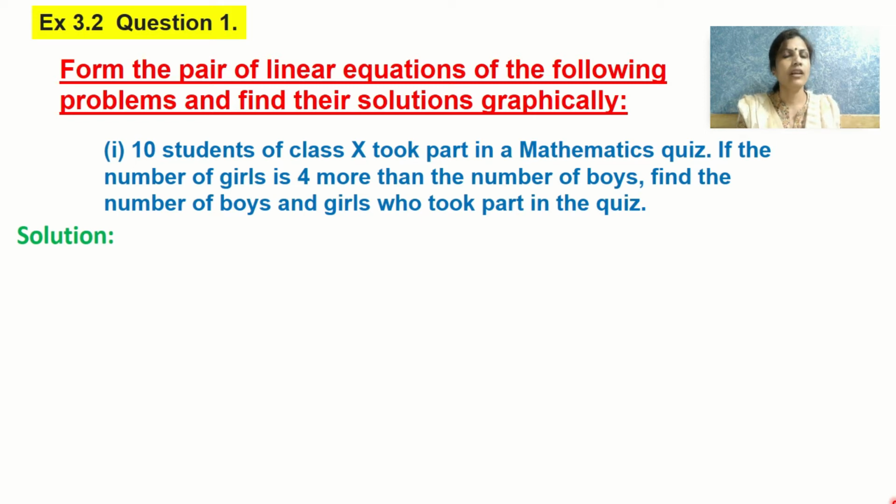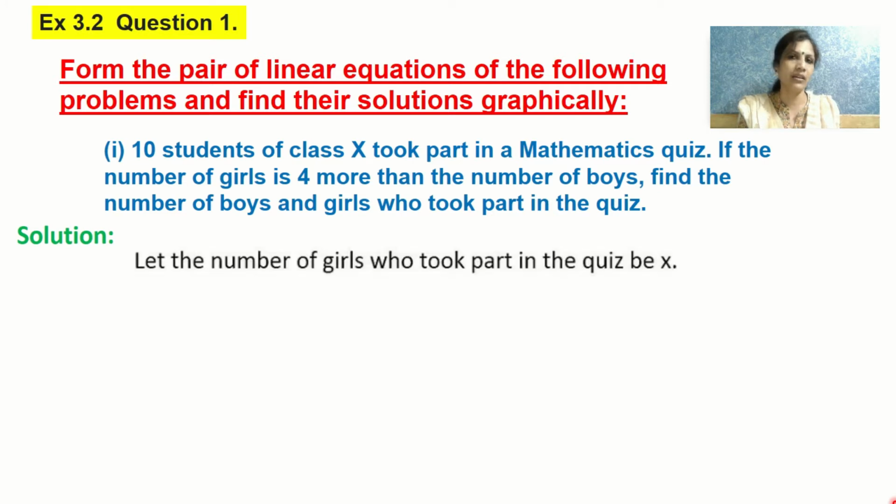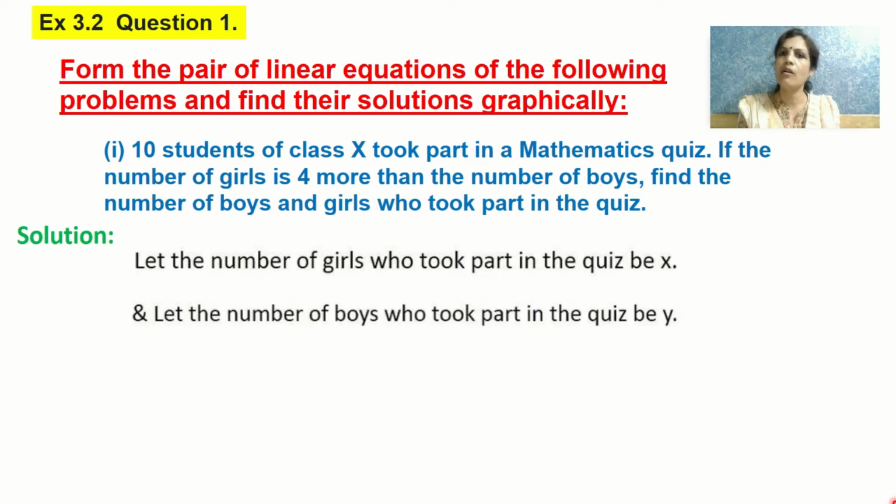Form the pair of linear equations of the following problems and find their solutions graphically. In this, your first example is: 10 students of class 10 took part in a mathematics quiz. If the number of girls is 4 more than the number of boys, find the number of boys and girls who took part in the quiz. Like how we are reading the sum, we have to consider x and y for the given statements. So we will consider the number of girls who took part in the quiz be x and the number of boys be y.